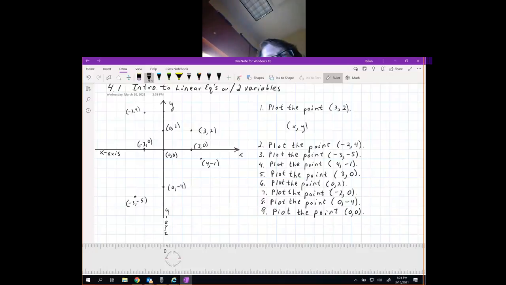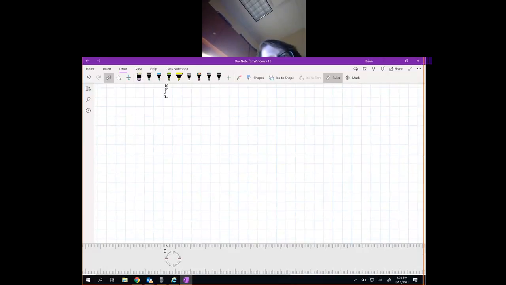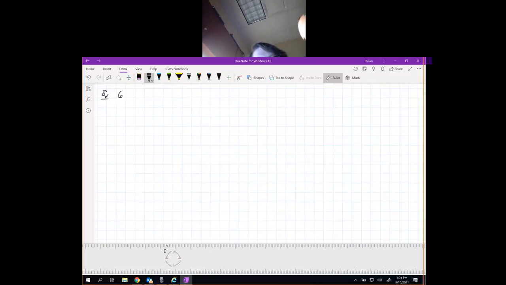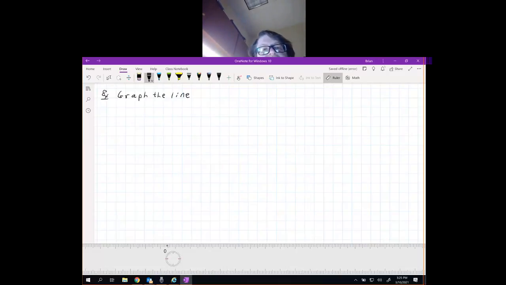Okay, so let's do the following then. So start it off with graphing a line like the following.